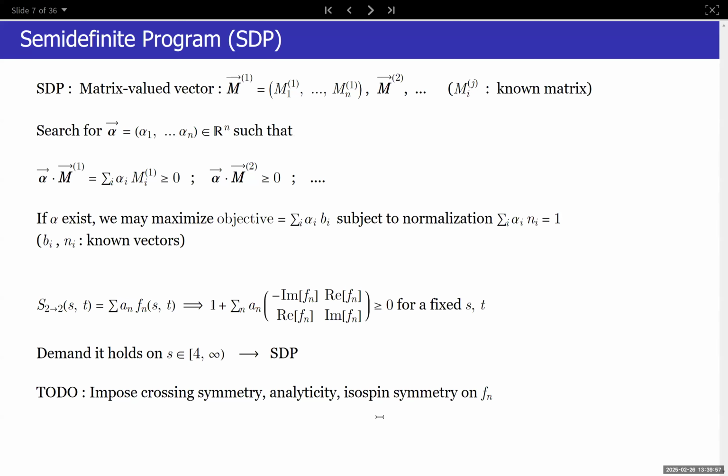This is SDP. Now let's go back to the S matrix problem. This condition has to hold for fixed S and T. So therefore we have multiple conditions, not just one like this. We have many conditions like this at different values of S. Then that becomes a semi-definite program. So far at this point we have imposed unitarity. And we still have to impose crossing symmetry, analyticity, and isospin symmetry on F_n. For this, I'm going to talk about it later.